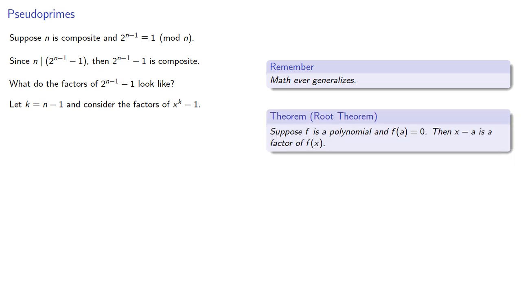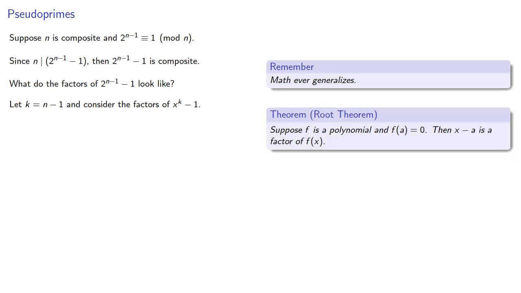Remember, we have the root theorem. If f is a polynomial and f of a is 0, then x minus a is a factor of f of x. And since x equal to 1 makes x to the k minus 1 equal to 0, then x minus 1 is a factor, regardless of the value of x.